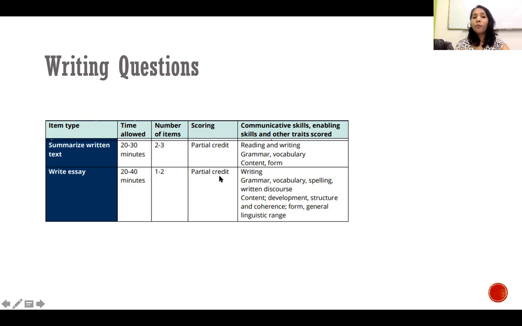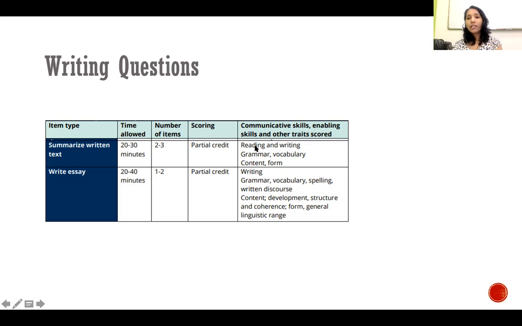So what are you marked for? You are scored for your reading as well as your writing. So even though this question type is belonging to your writing module, you also get points to your reading module, because a text is given to you and you're expected to skim through the text and then write the summary, right? So your reading skills are being used, so you get points towards your reading module as well.